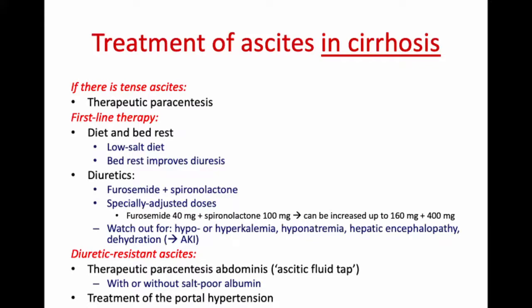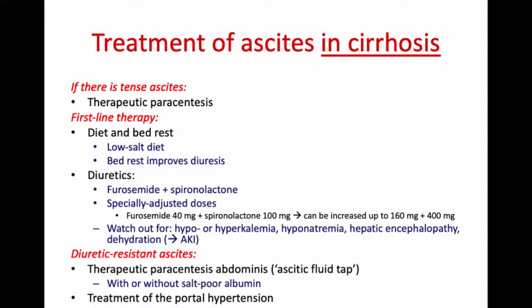The first is diet and bed rest. The diet we change to a low-salt diet, and the bed rest improves the diuresis that happens. Even without diuretics, it gives rise to a diuresis, because the venous pooling in the lower limbs is reabsorbed, and that gives rise to a better renal blood flow and loss of sodium and water in the urine.